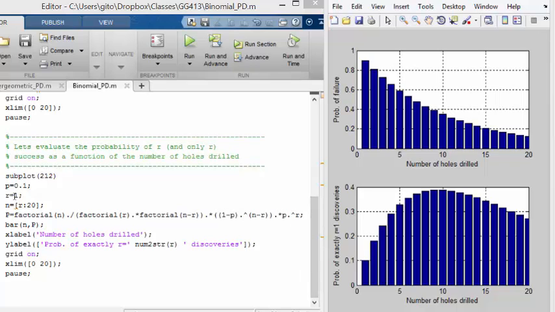Let's look at a situation where r equals 2.